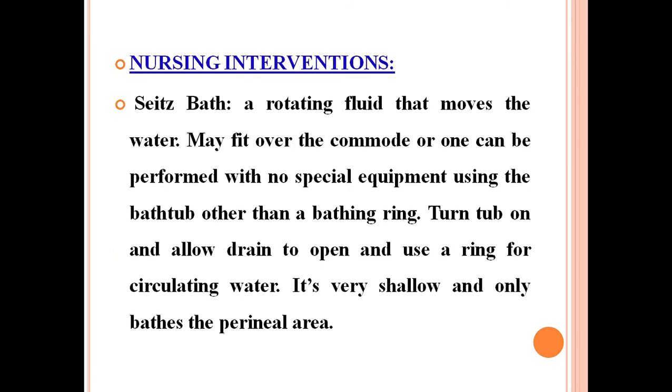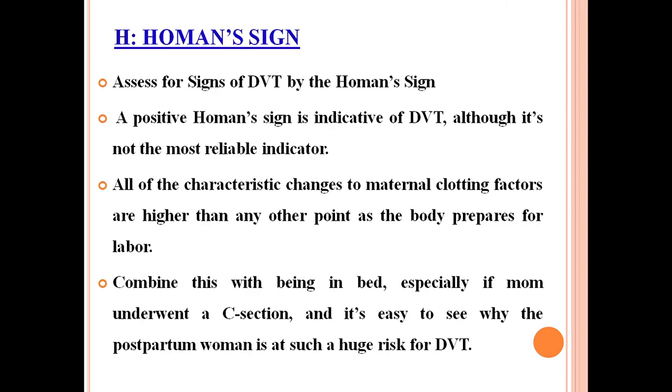Then nursing intervention: sitz bath, a rotating fluid that moves the water, may fit over the commode. One can be performed with no special equipment using the bathtub other than the bathing ring. Turn the tub on and allow the drain to open and use a ring for circulating water. It's very shallow and only bathes the perineal area.